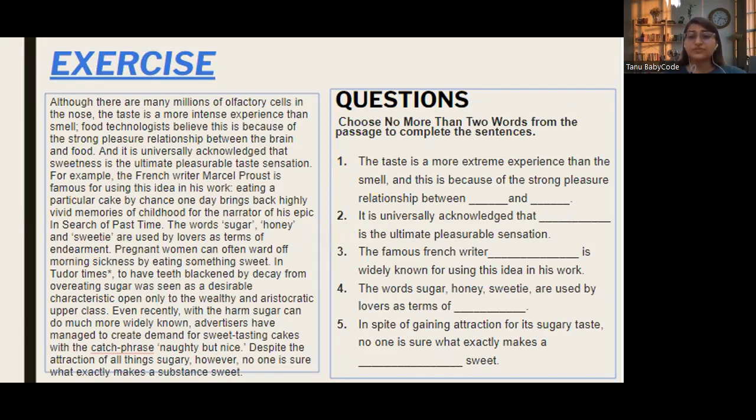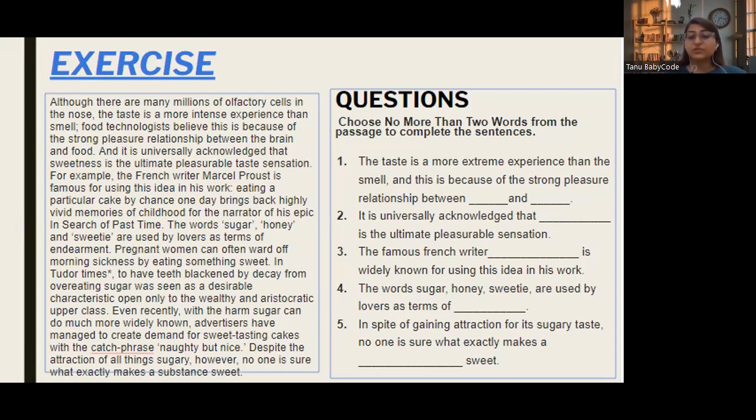Think of the synonyms you might get in the paragraph and start thinking about paraphrasing also. Question number one says the taste is a more extreme experience than the smell, and this is because of a strong pleasure relationship between dash and dash. So they are talking about taste here. Now you can start thinking whether you might get any synonym here or not.